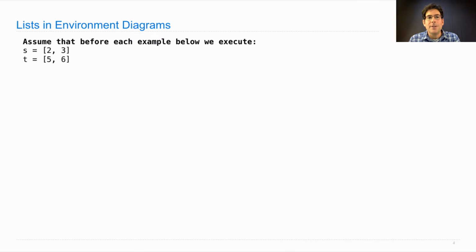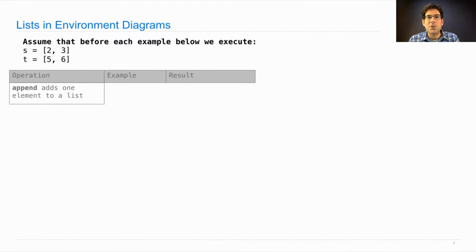program. So let's work with an example where S is bound to the list 2, 3, T is bound to the list 5, 6, and we perform various mutation operations, have some example calls, and show the result. And we'll start with the append operation, which adds one element to the end of a list. So if I append T to the list S, here's what happens.